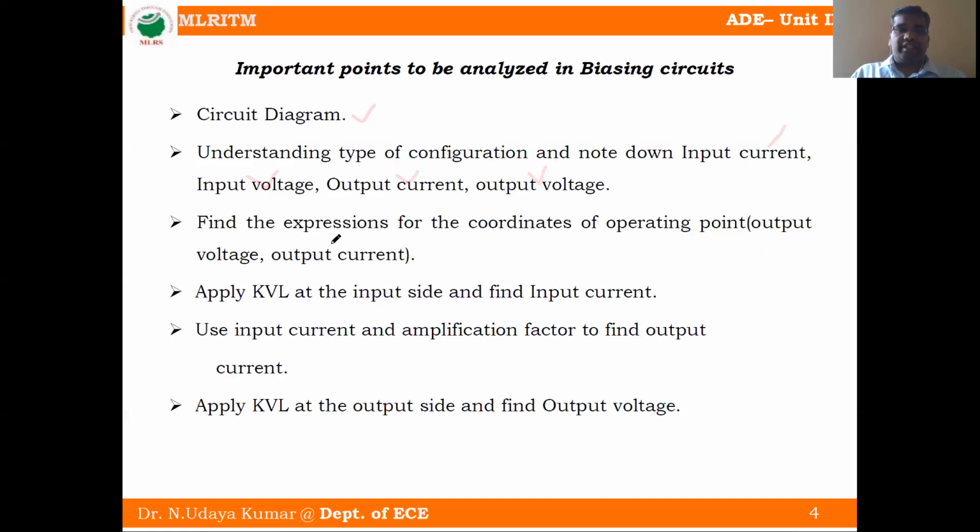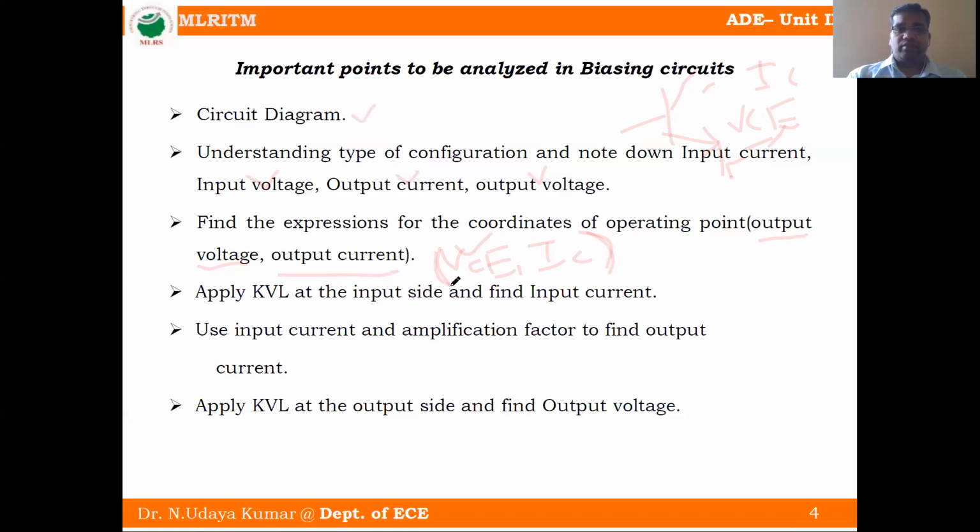The third step is to find the expression for the coordinates of the operating point. What is the coordinate of the operating point? It is the output voltage and output current. What is the output voltage in the transistor? It is a common emitter transistor, so on the output side the output voltage is VCE, between the emitter terminal and the collector terminal, and the output current is IC. So the operating point here is VCE comma IC. Find out the expression for the coordinate VCE comma IC.